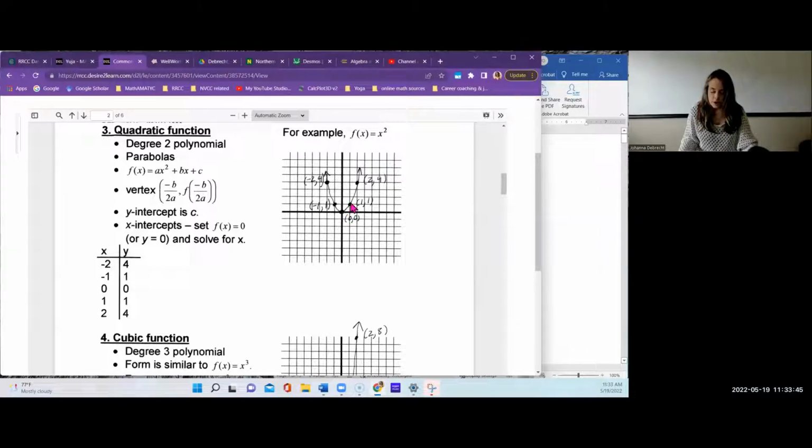So that's right one, up one, and left one, up one. You need to remember those pairs of points that are reflections of one another across the y-axis. Now, what do we mean by reflection?